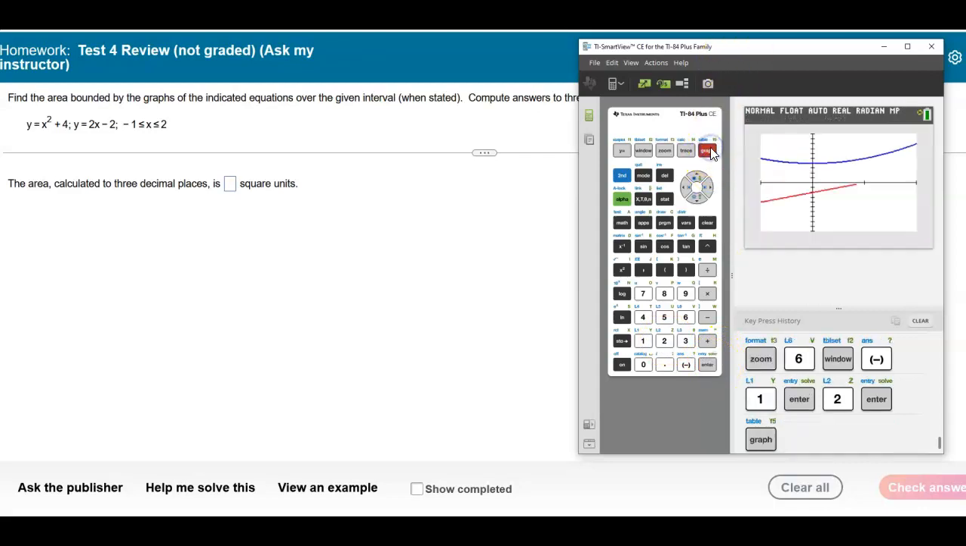I hit graph, and I'm looking at this area here between these two graphs. The way I'm going to solve this is by finding the function that's on the top, subtracting the function that is on the bottom, and then taking the definite integral from -1 to 2 of that. To find the function on top, I'll hit trace, and it tells me which one this is. That's x squared plus 4. On the bottom, just hit down, and that's 2x minus 2. So y equals x squared plus 4, and y equals 2x minus 2, and I'm subtracting the second one from the first one.